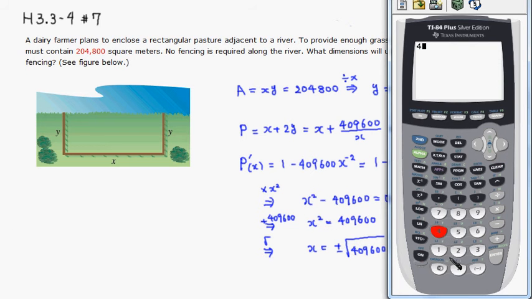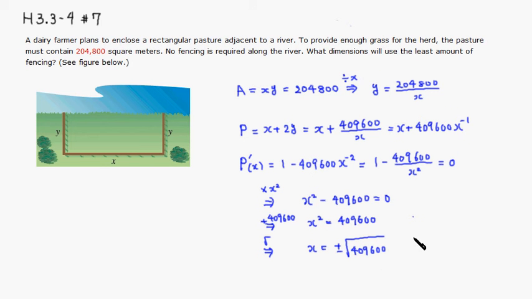I'm going to cheat and use a calculator. The square root of 409,600 is 640, so it's plus or minus 640. Then we're not talking about a negative distance, since we can't have a negative length, so it's going to be the positive one. When x equals 640, is it going to be the maximum or minimum?